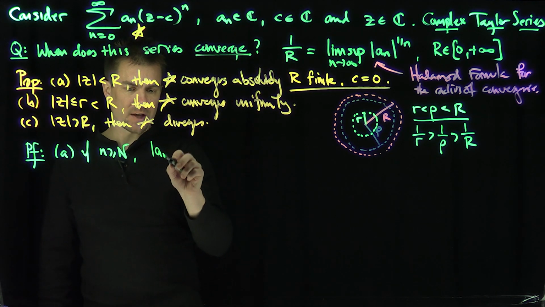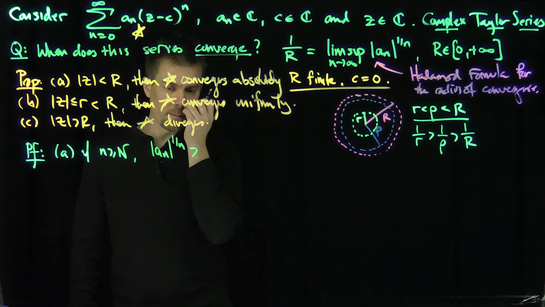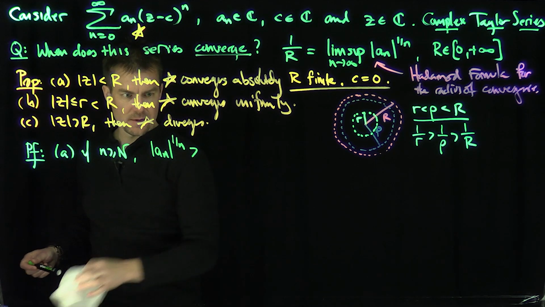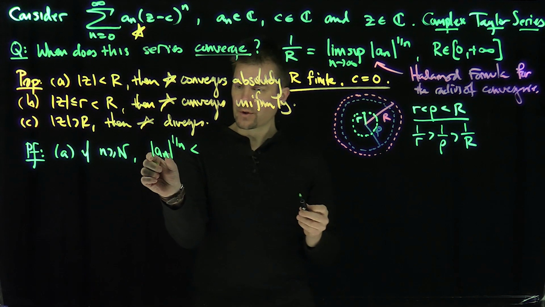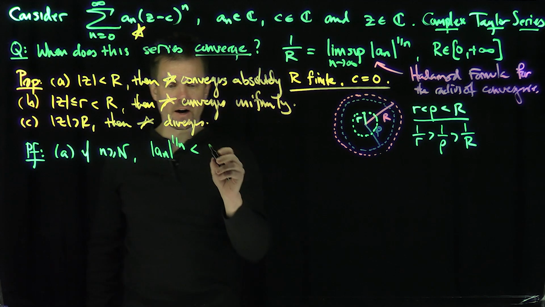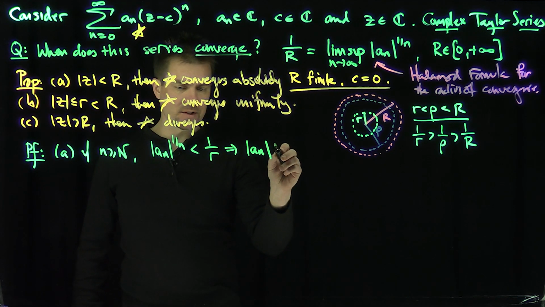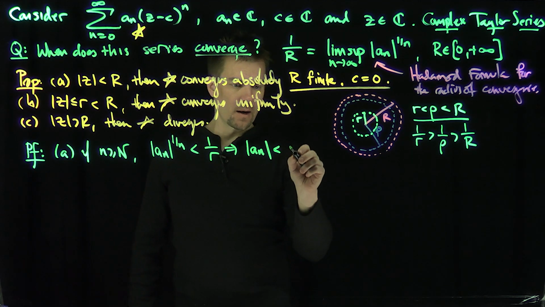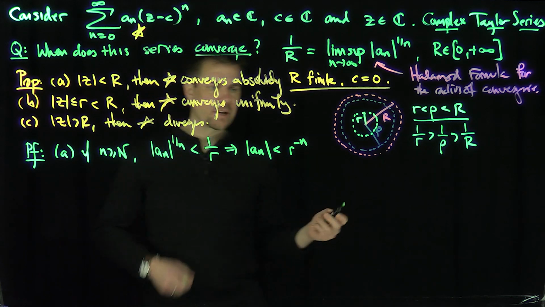We have modulus an to the power 1 over n. For n large enough, it is definitely less than these things. It's the lim sup, so it's going to be less than. That's getting closer to the lim sup, so it's eventually going to be less than 1 over little r, which says that modulus of an in this case is strictly less than r to the negative n, right? Good. And then what does the tail of our series look like?